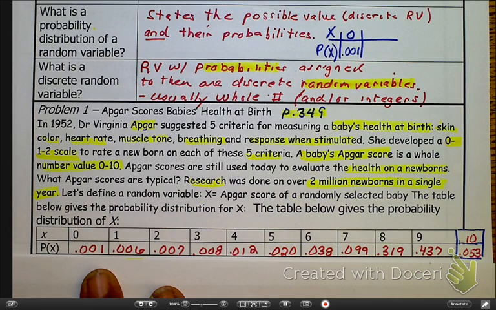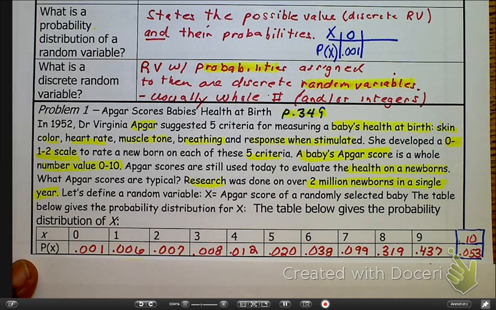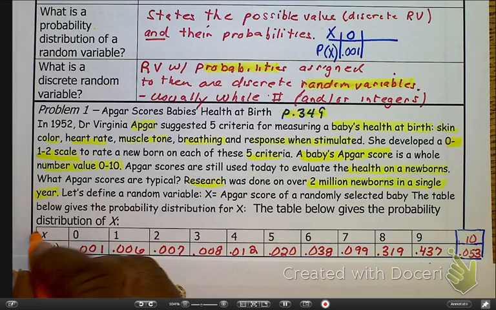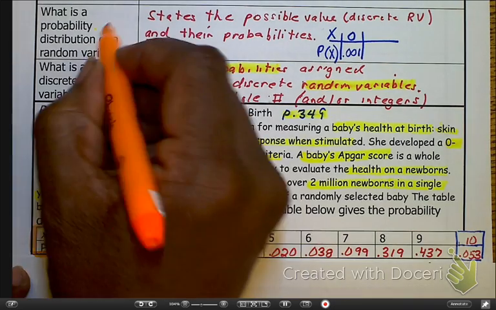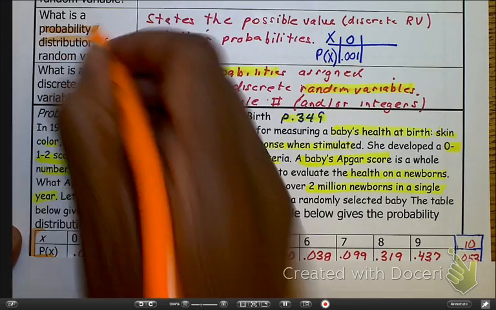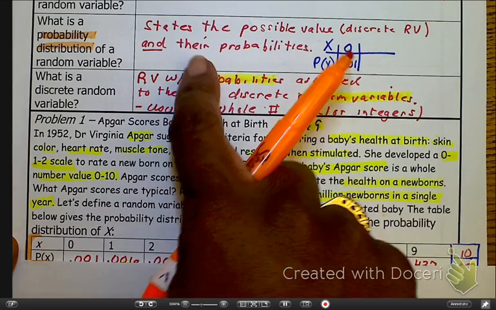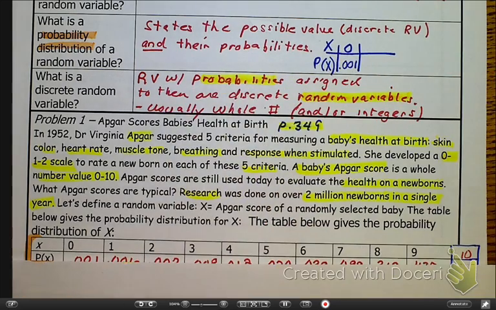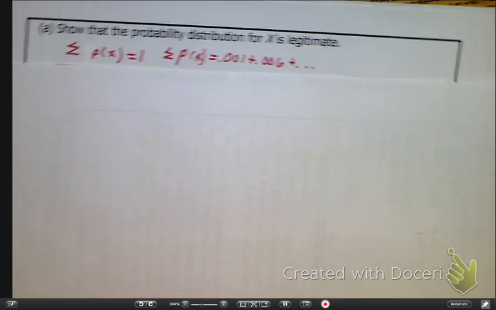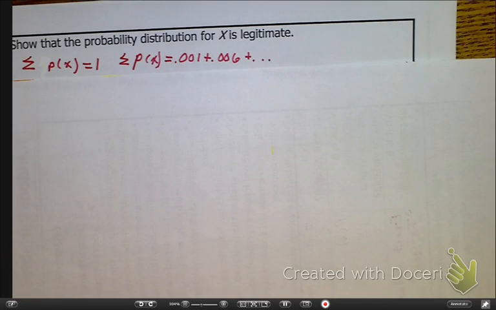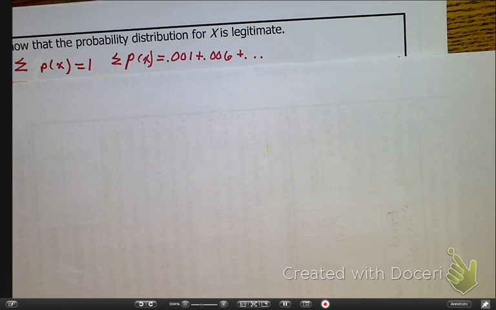Please recognize that this is a probability distribution. So here is the probability distribution. Like I said, it states all possible discrete values and the probabilities associated with it. Now, just like in the past chapter, we had to see if it was a true probability distribution.